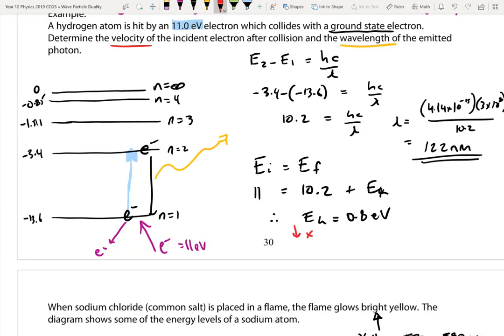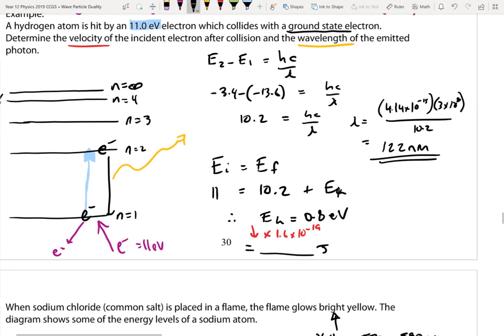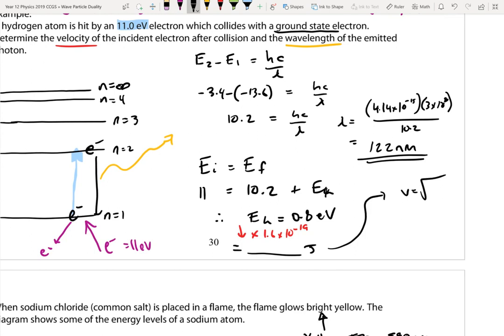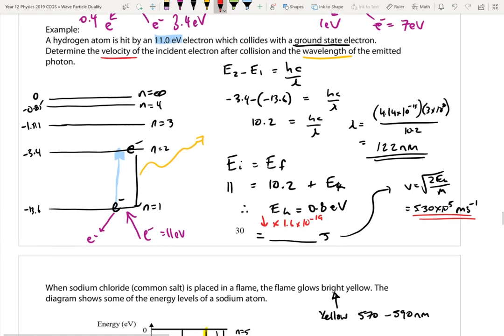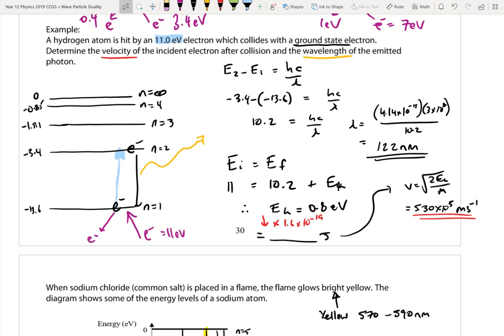You need to convert that. Okay. So we'll quickly do a little side mission, which I didn't do because I'm lazy, electron volts to joules. And then we can go V equals square root 2 EK on M, and you put the values in, all right? So I might get you to figure out the energy and then show all your working out. I got lazy. 5.30 times 10 to the 5 meters per second. Okay? Now I believe I've got one last question.